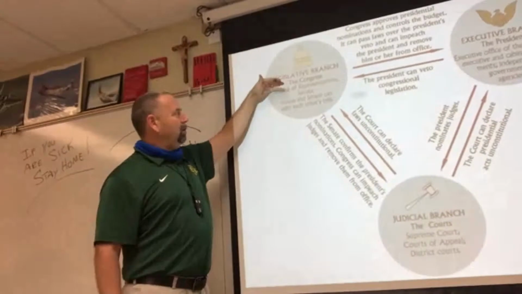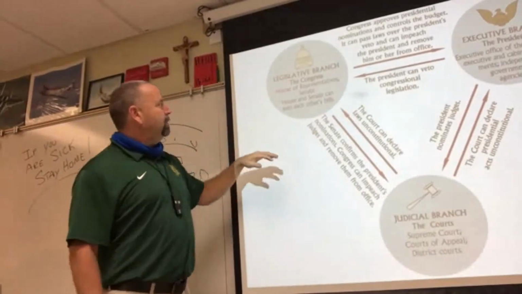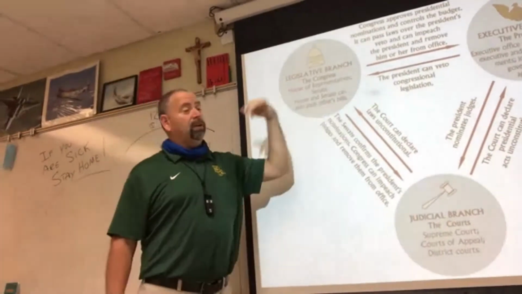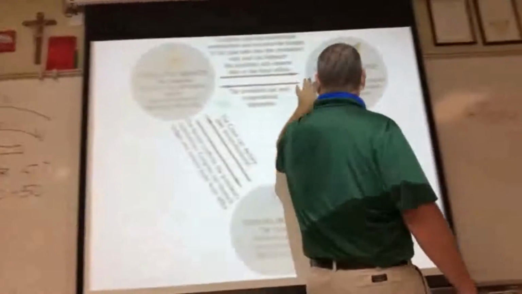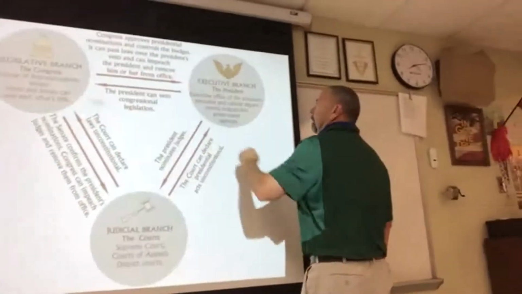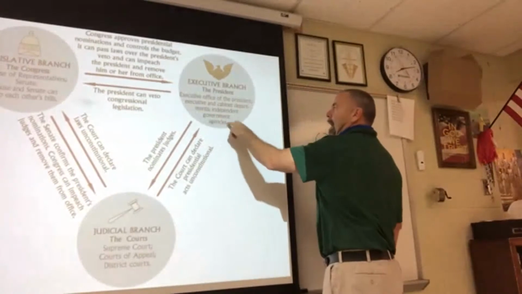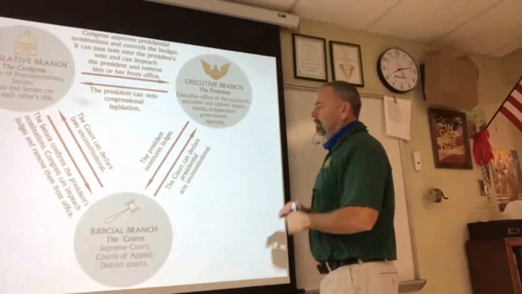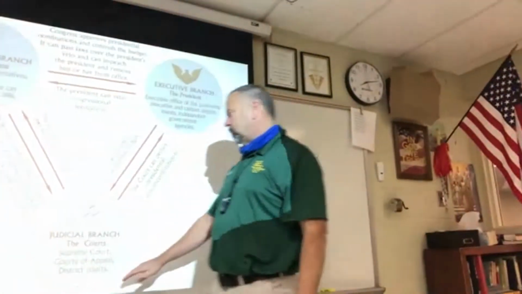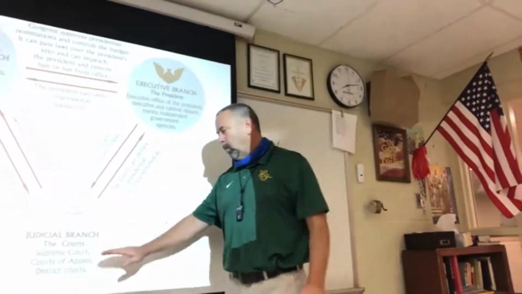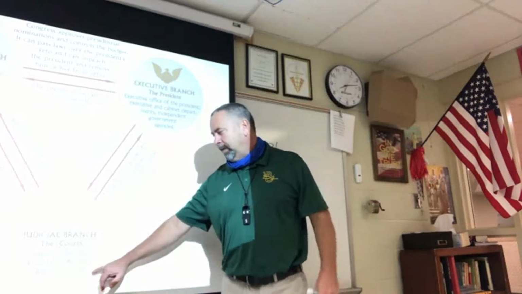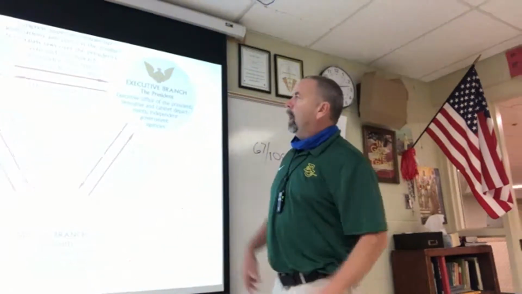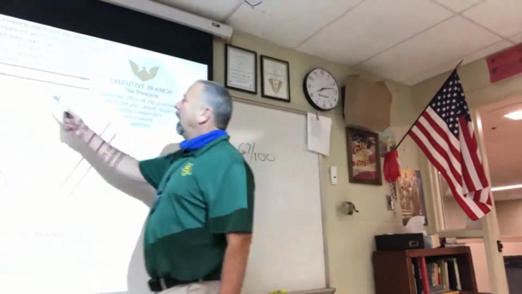Legislative branch is called Congress. You got the House, the Senate. They can veto each other's bills. But you don't need to really talk about that. You got the executive branch, the president, the vice president, the cabinet departments, other agencies. And then you got the judicial branch, which I talked about yesterday, Supreme Court, courts of appeals. There's 13 circuit courts and then 94 district courts. All right, so what can happen?